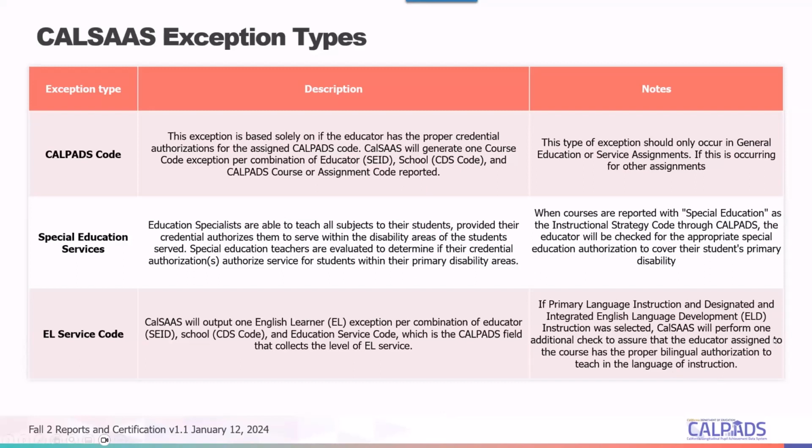You have your special education services. So every course that is reported with a 700 in the instructional strategy code, the ones that Kyron said are specific courses where every student has to be a student with disability. Once you identify a course with a 700, they stop looking at the subject matter credentials of the staff member, and they're looking to see if the staff member is authorized to serve those students and their primary disability. Then you have your EL service codes. So again, every course in addition to subject matter authorizations, if there's English learners in there, you're going to look at that staff member's EL authorizations and do the education service codes line up with that.